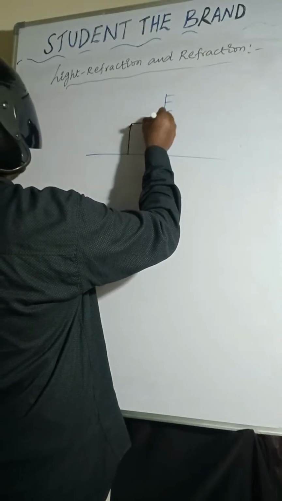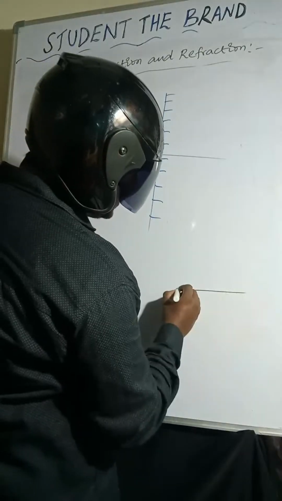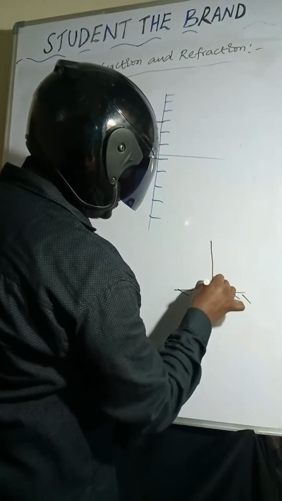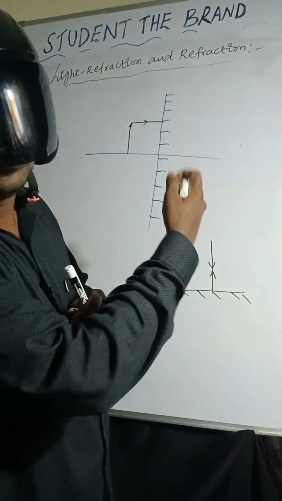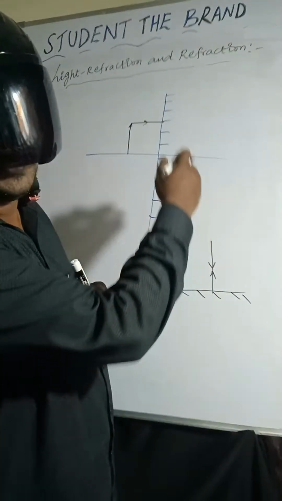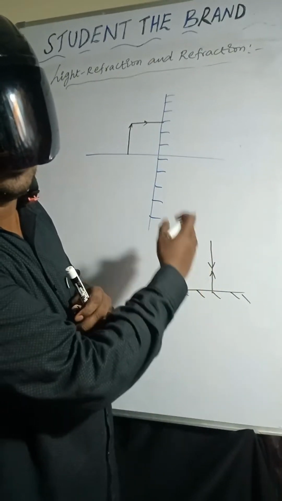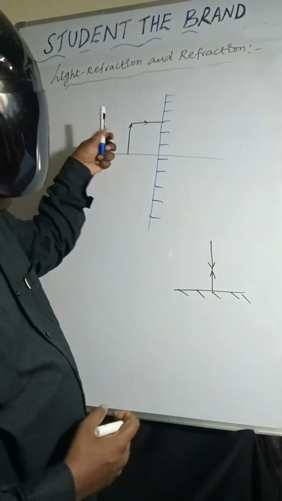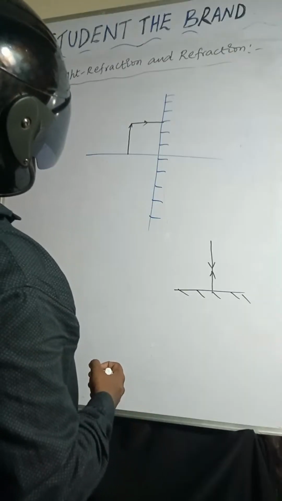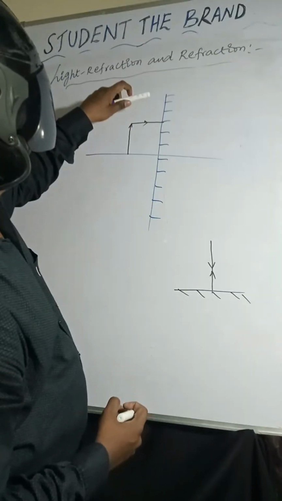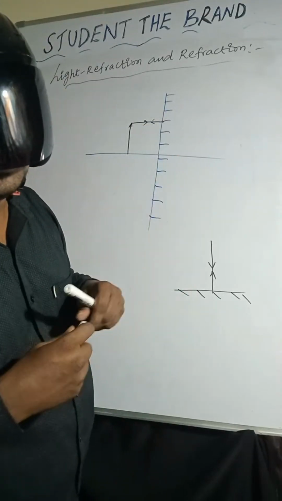One light ray I am taking like this. After reflection it passes. If the light ray is passing along the normal line, what happens? It retraces its original path. Yes or no? Same thing here also. If the light ray is passing along the normal line, it retraces its original path. So it moves in the same direction.